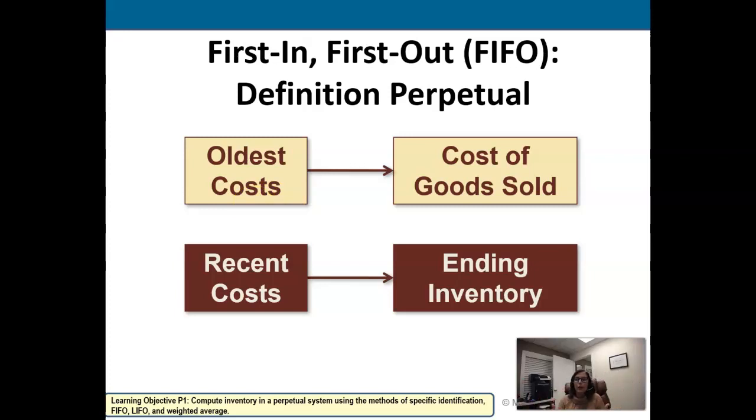So what's left in our inventory is going to be considered the stuff that we bought most recently, because the other stuff was sold first.